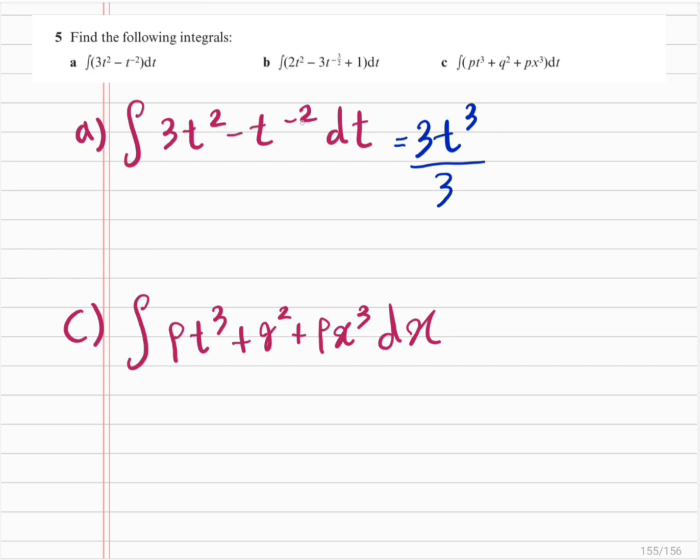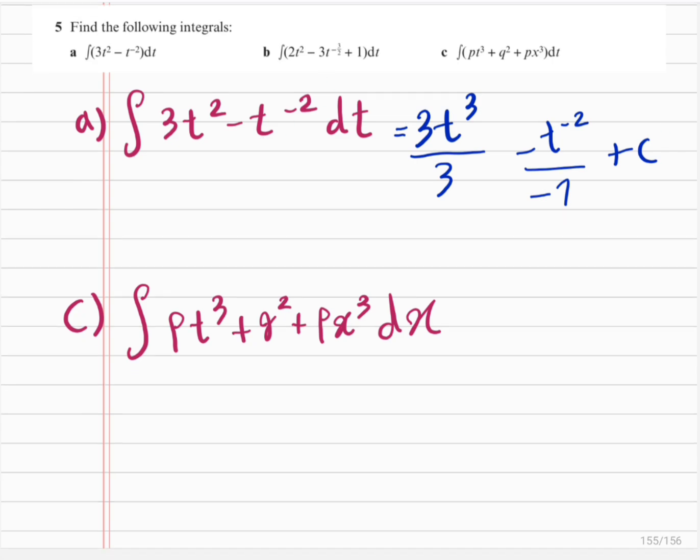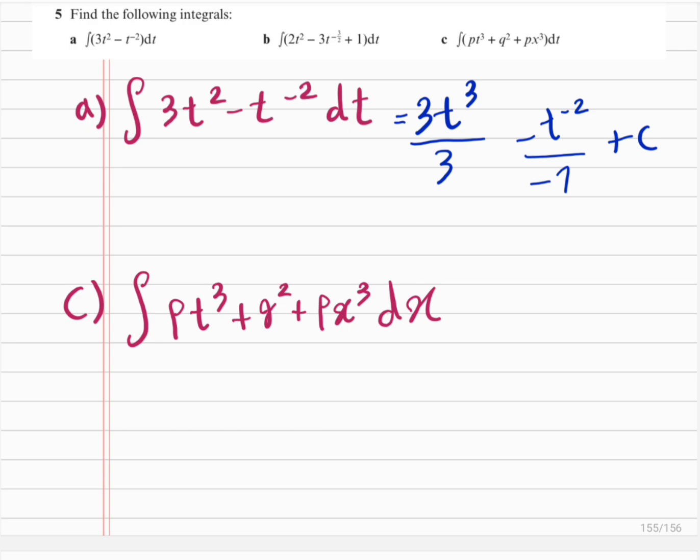And then for the next term, if you add 1 to minus 2, you will get minus 1. So you divide this by minus 1. So you have minus t to the power of minus 1 over minus 1. And as always, when you have an indefinite integral like this, you always have the constant of integration. So later when you learn the definite integral, this is going to make more sense. A definite integral is when you integrate over a range of values of x, and in that case you're going to get a value, but we'll discuss that later.